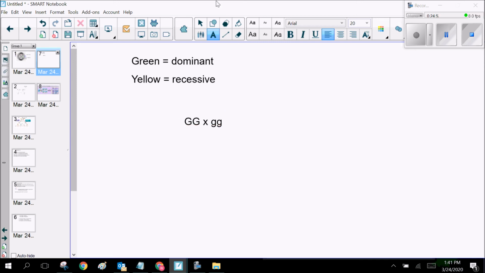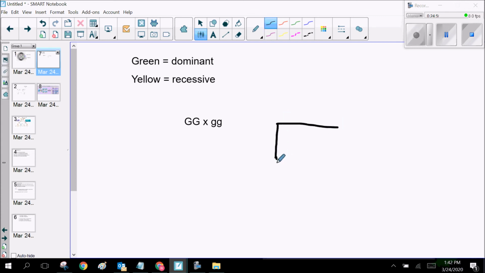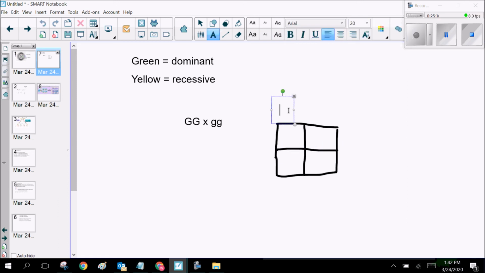Then we would go ahead and get something that looks like this. This is called a Punnett square, and it is a tool for calculating the inheritance of traits within offspring based on their parents. I'm going to put the first individual on the top, the green one. So here's the green pea pod plant, and over here, here's the yellow pea pod plant.